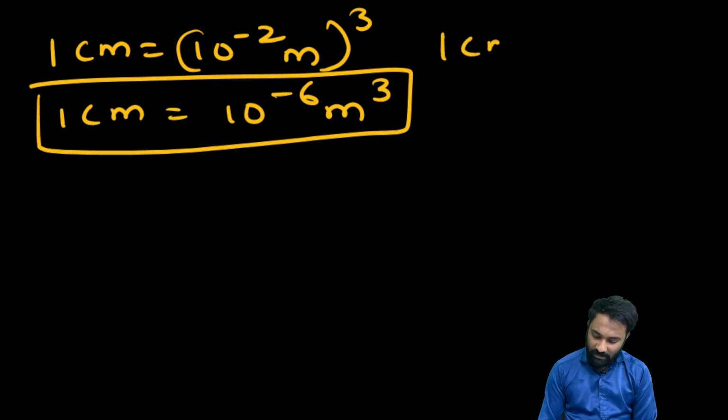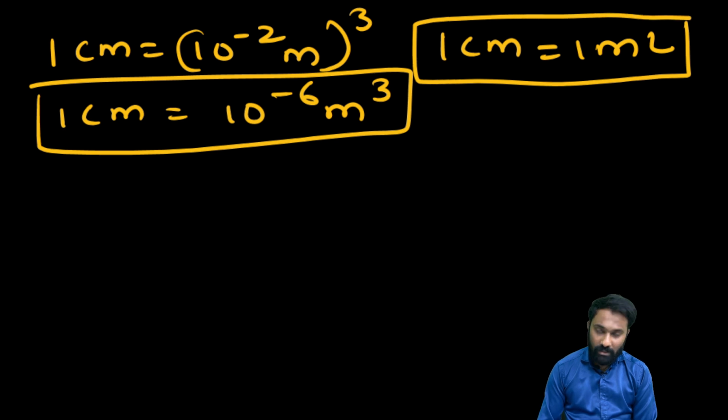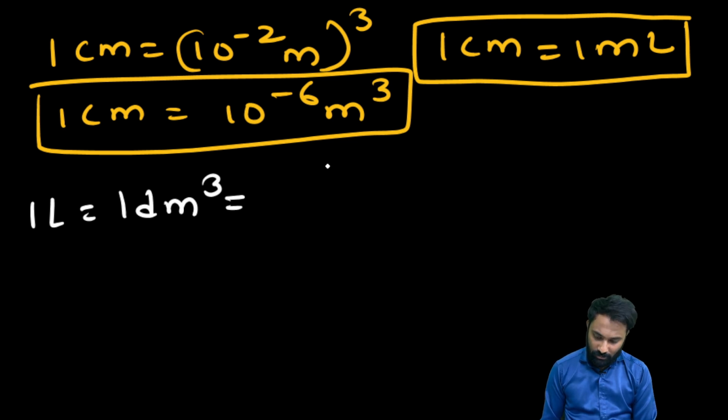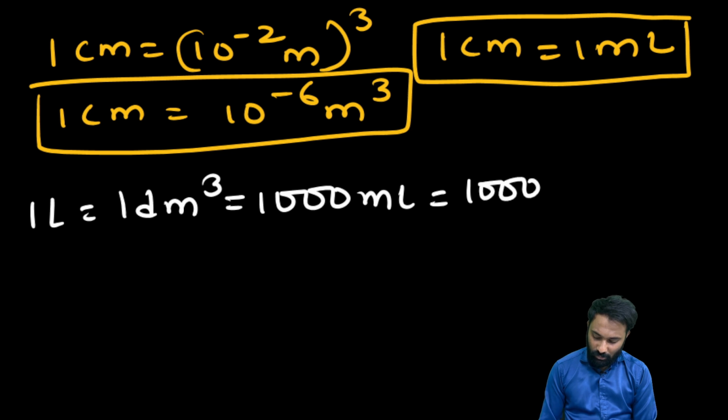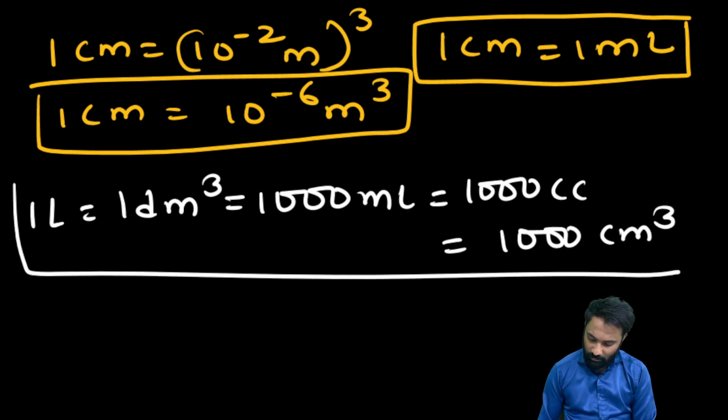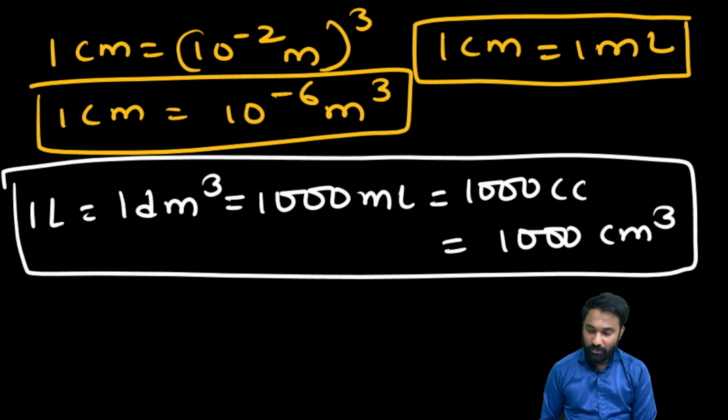So I can say 1 centimeter cube will be equal to 1 ml, right? So by that can I say 1 liter is equal to 1 decimeter cube. Then 1 decimeter cube is equal to 1000 ml. 1000 ml is equal to 1000 cc. This 1000 cc will be equal to 1000 centimeter cube. Clear? This is majorly about the volume. Clear?